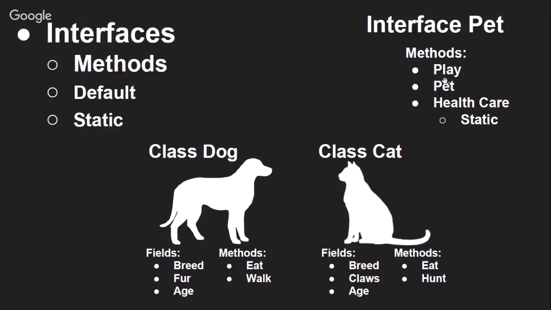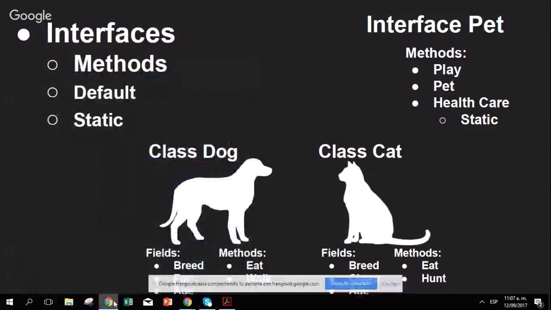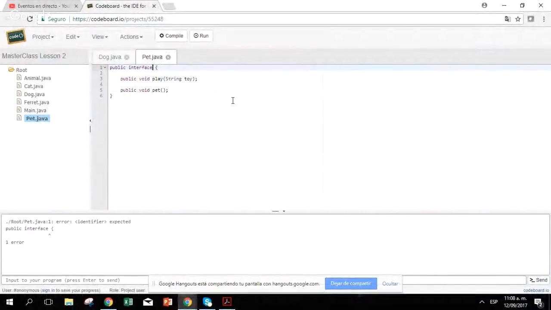Okay, now we already declared the interface. And now we are going to implement it on both of the classes. Okay, let's do it. Oh, here's the name, sorry. Right, okay.